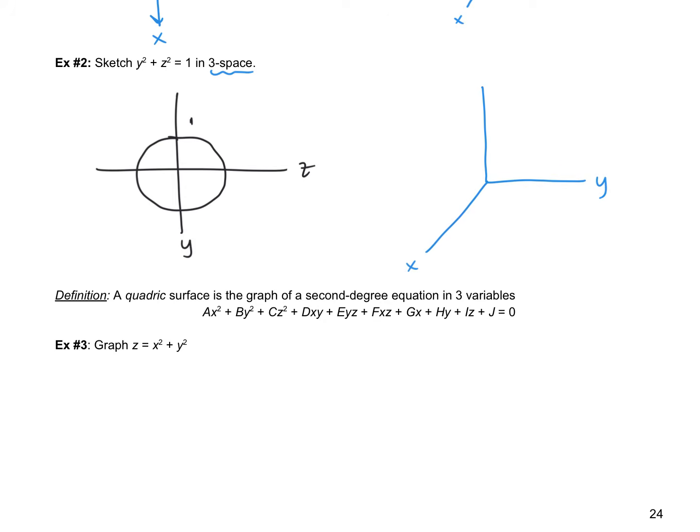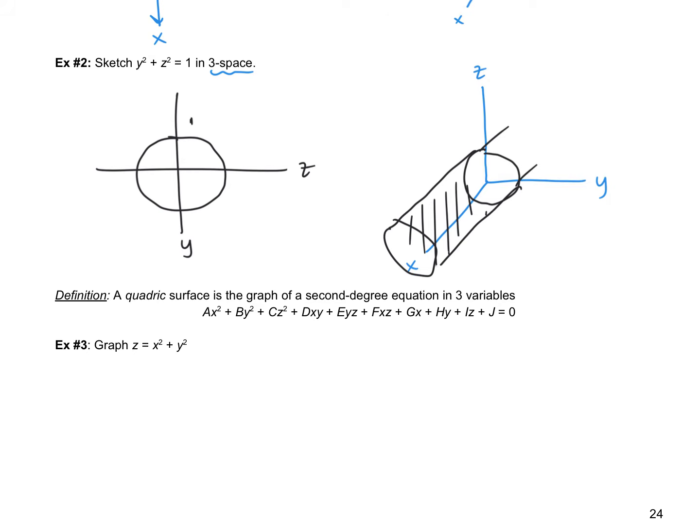So we have our x, y, z. Again, ignoring x for a minute, when x is 0, we get this circle of radius 1 that is going to continue all the way down the x-axis regardless of what x is. And it's going to continue back as well. So this is the typical cylinder that you would expect to see. Okay, so that's a cylinder. In general, both examples 1 and 2 were cylinders.